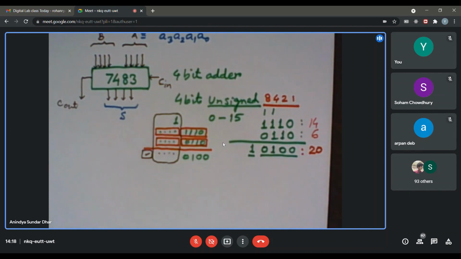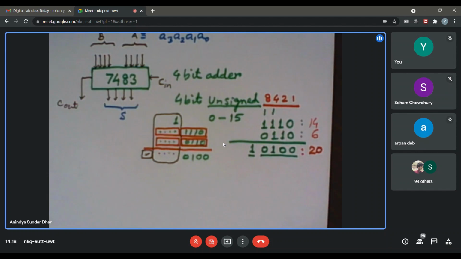So today we will actually use the 7483 and we will see its behavior, how you can use this 4-bit adder, what its characteristics are, and if need be, how you can use this in a particular circuit.